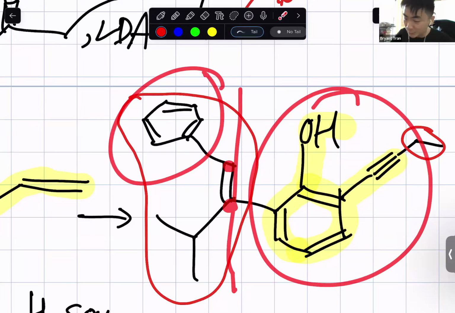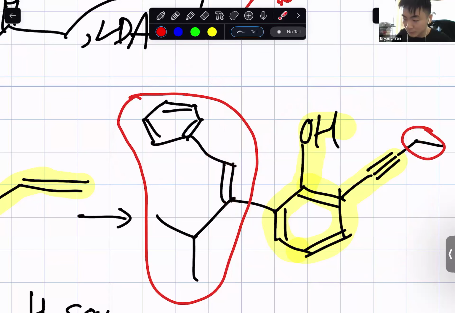And because it's an E alkene, do you want a conjugated ylid or unconjugated ylid? Conjugated ylid, correct. So one of these carbons here will be the ylid, and one of these carbons here will be the carbonyl. What do you think is going to be the carbonyl, and what do you think is going to be the ylid, based on what we have? The carbonyl one is going to be the benzylic position. Yeah, correct.